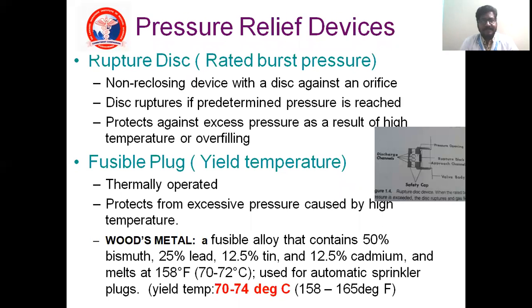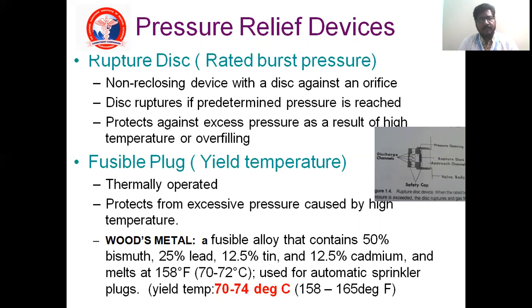The rupture disc is a non-reclosing device with a disc against an orifice. Disc ruptures if predetermined pressure is reached. It protects against excessive pressure as a result of high temperature or overfilling. If the temperature of the cylinder is very high, or the cylinder is being overfilled, this disc will rupture to let out the excessive pressure.